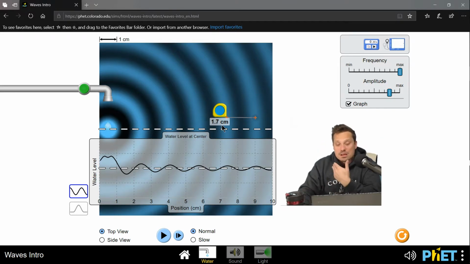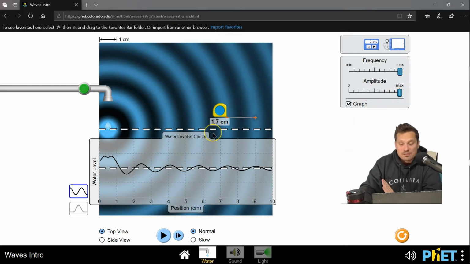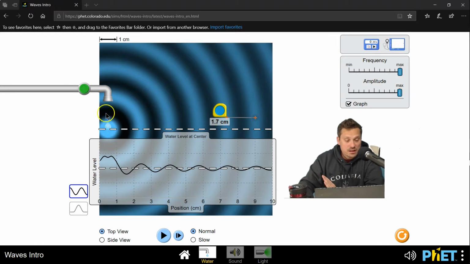Another thing that we can change is the amplitude. So across the top, you see it says amplitude. There's a 0 value and then there's a max value. Let's take a look at the max value. And then we'll compare it by getting close to 0. So first, let's see what happens when I set the amplitude to max. And I hit the simulation, run it again.